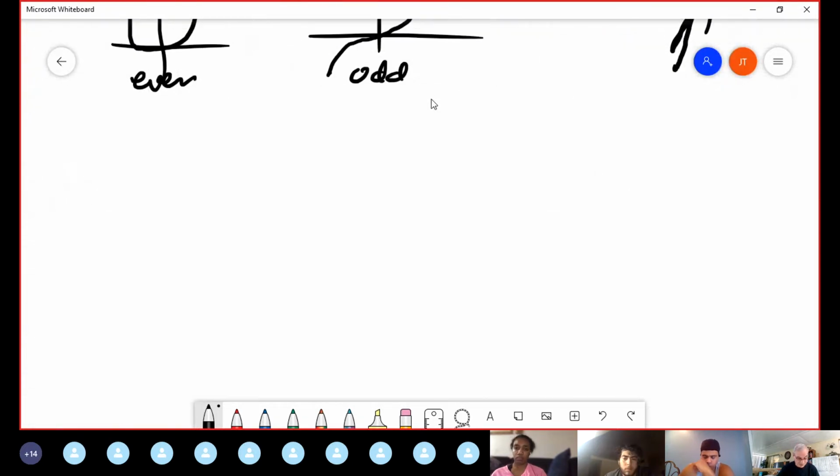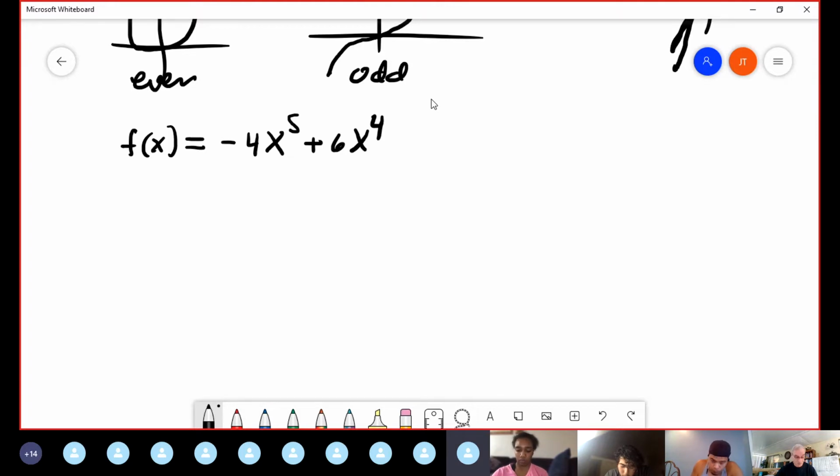let me show you an example. Suppose that we have the function f of x equals negative 4x to the 5th power plus 6x to the 4th power plus 2x. What is the end behavior? End behavior is when x approaches positive infinity or negative infinity.